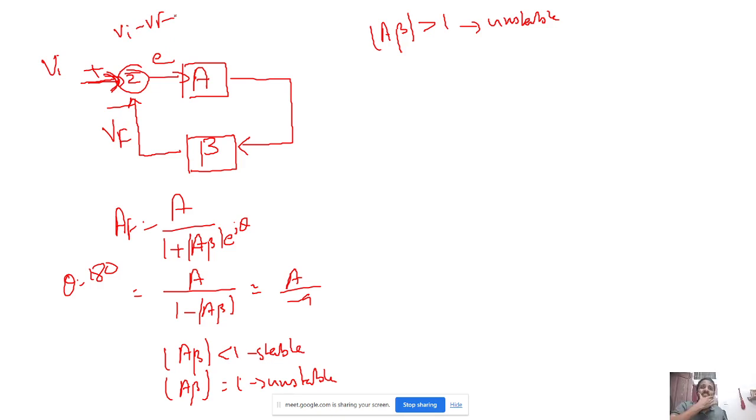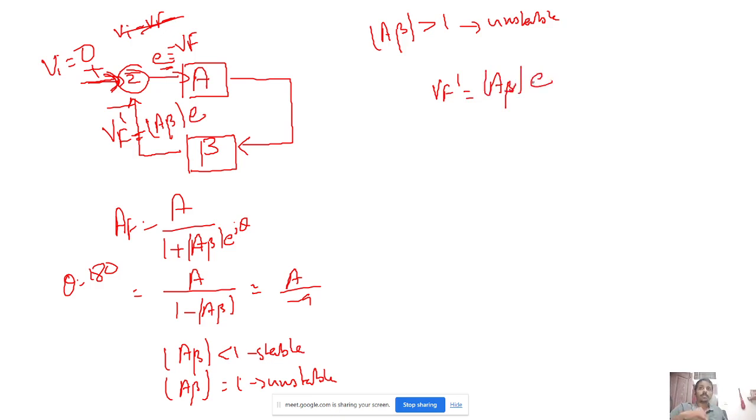Okay. So why this is unstable is that even if there is no input signal here, suppose Vi is 0, there will definitely be an error signal, right? It will be minus Vf. If I pass this error through the loop gain, what will the new Vf dash be? Say I consider it as error E, so Vf dash is E into A beta.